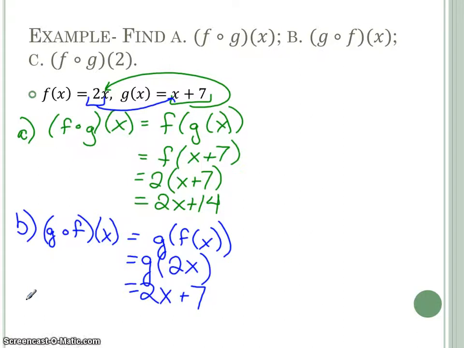All right, so then we've got one more thing we need to find. We need to figure out what is f of g of 2.